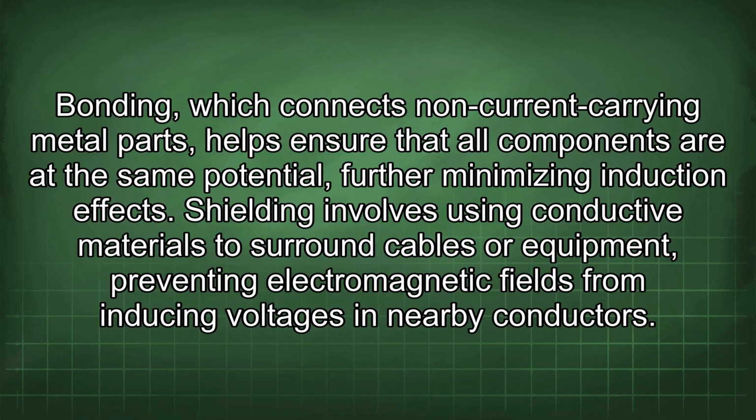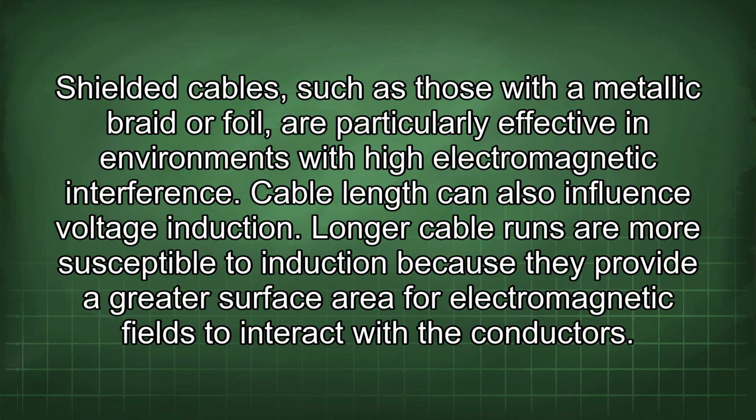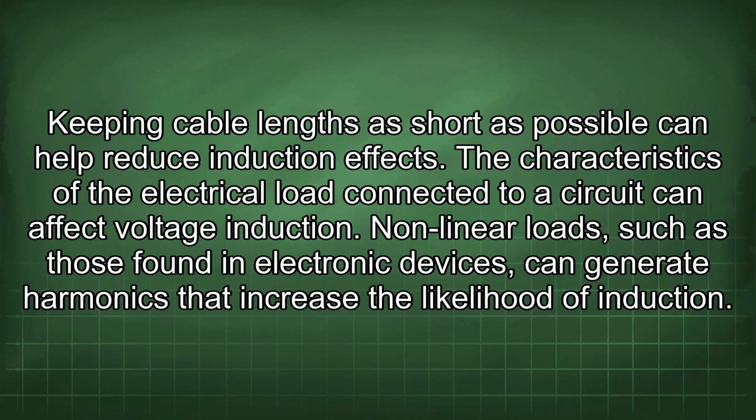Shielding involves using conductive materials to surround cables or equipment, preventing electromagnetic fields from inducing voltages in nearby conductors. Shielded cables, such as those with a metallic braid or foil, are particularly effective in environments with high electromagnetic interference. Cable length can also influence voltage induction. Longer cable runs are more susceptible to induction because they provide a greater surface area for electromagnetic fields to interact with the conductors. Keeping cable lengths as short as possible can help reduce induction effects.